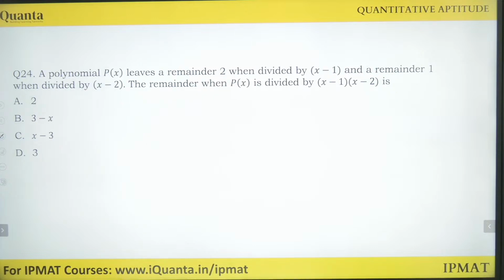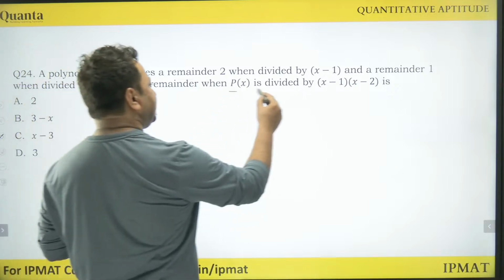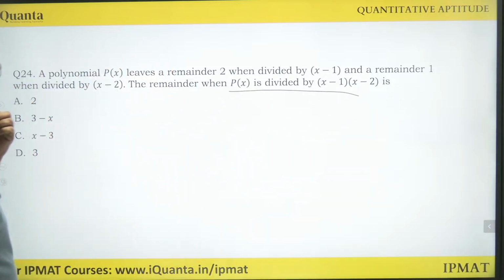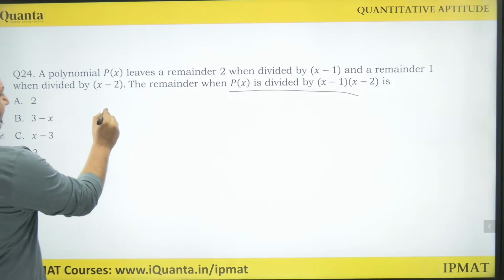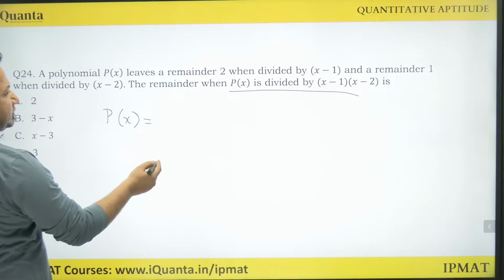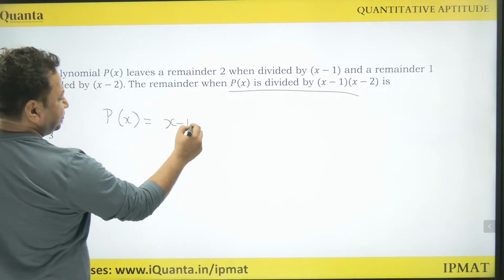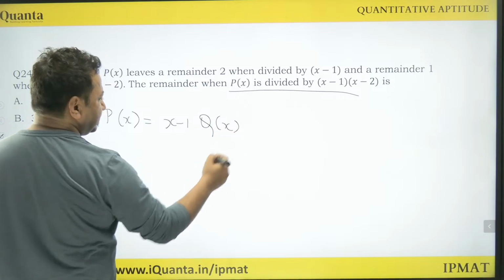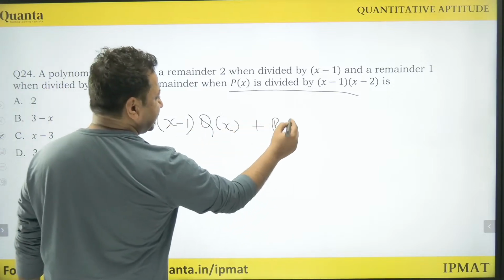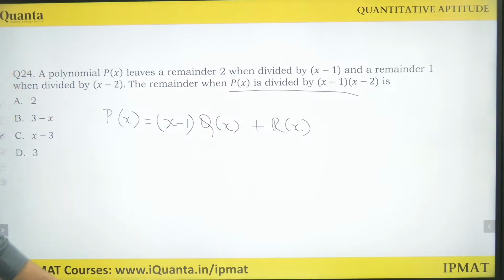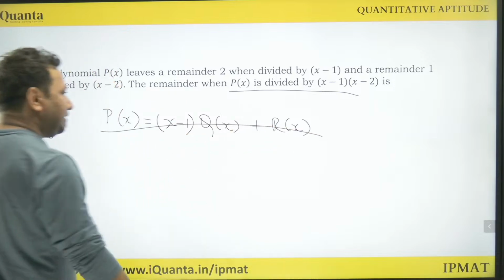A polynomial p(x) leaves a remainder 2 when divided by x minus 1 and a remainder 1 when divided by x minus 2. The remainder when p(x) is divided by (x minus 1)(x minus 2) is what? How do we do that? Normally, p(x) must be equal to some quotient times x minus 1, let the quotient be q(x), and then there should be a remainder r(x). This is how we tend to solve the question. But doing it this way, we'll end up wasting 5 minutes of our lifetimes. Let us do it in 5 seconds.